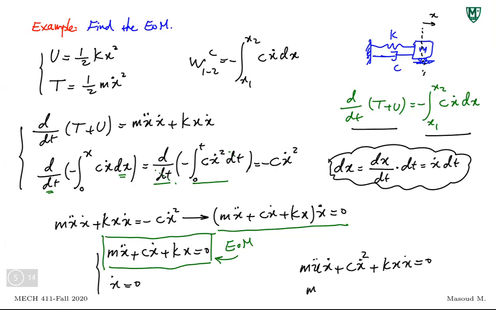I have two things multiplied equal to 0. Either of those two things can be 0. X dot equal to 0 gives me nothing. It's a trivial solution in terms of math, because x dot equal to 0 means the system is not moving at all, so nothing is happening. But the other one, when I make it equal to 0, that is the equation of motion I get. I don't know if it makes sense. Thank you. Yes.